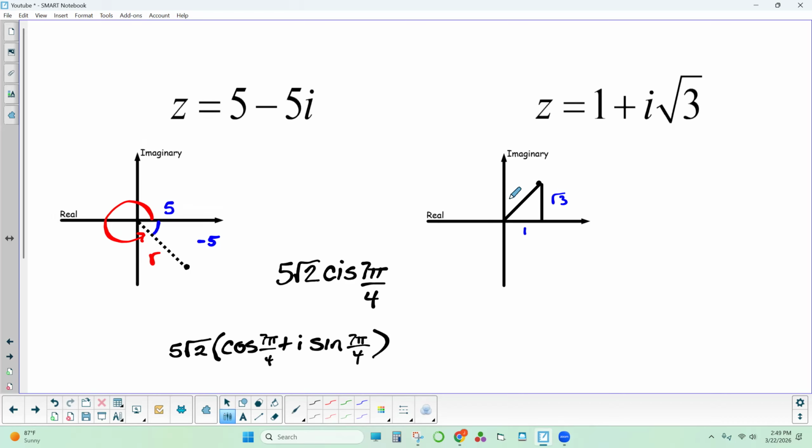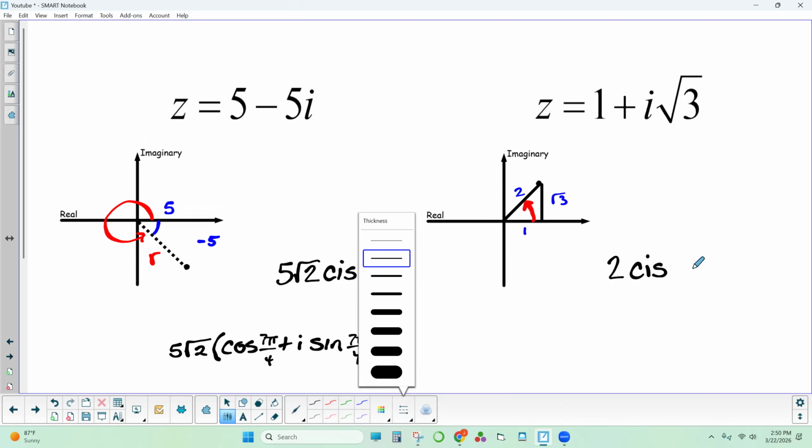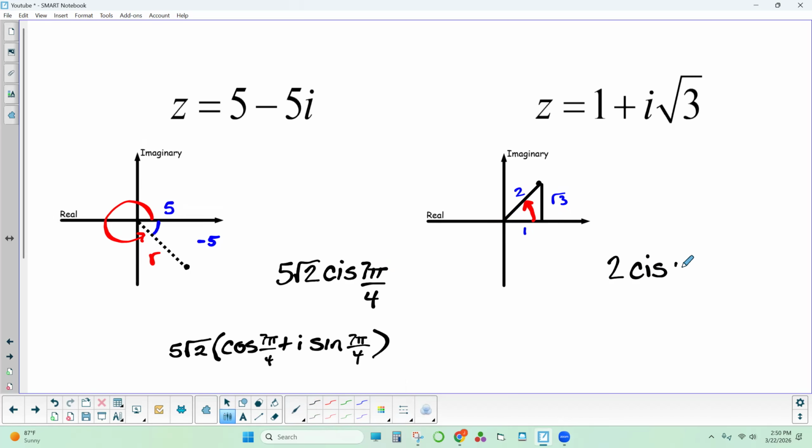And we can find our hypotenuse by using Pythagorean theorem, or as you can see here, this is a special right triangle. Our R is 2. Okay? So R is 2, followed by cis, and now we have to find theta right here. Well, as you can see, this is a 30, 60, 90 triangle. So theta is 60 degrees, or in terms of radians, that's going to be pi over 3.